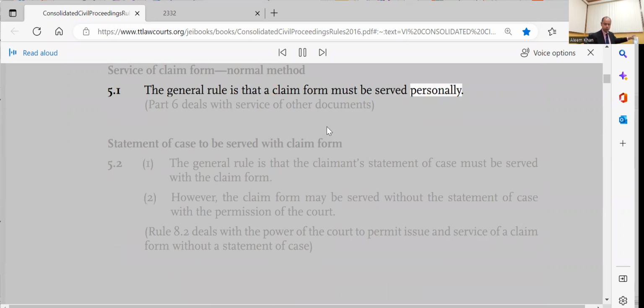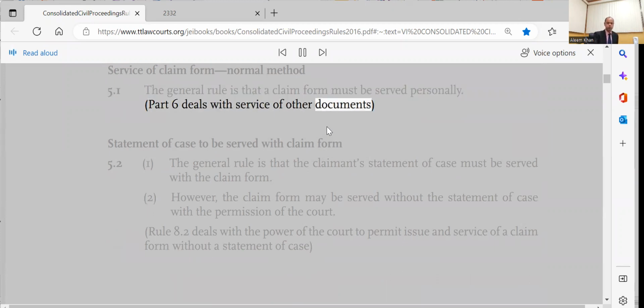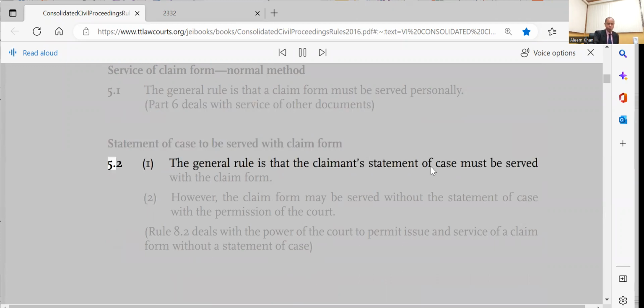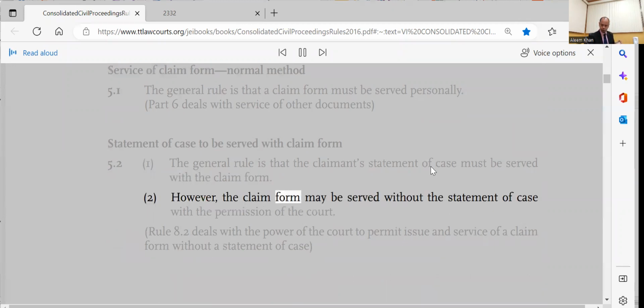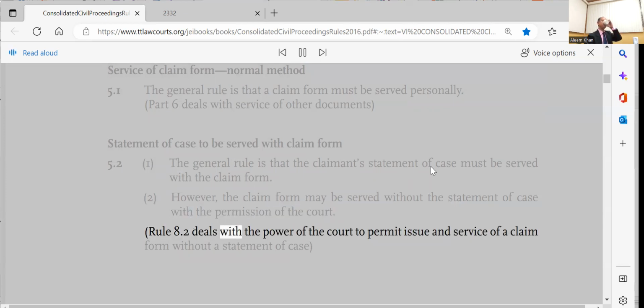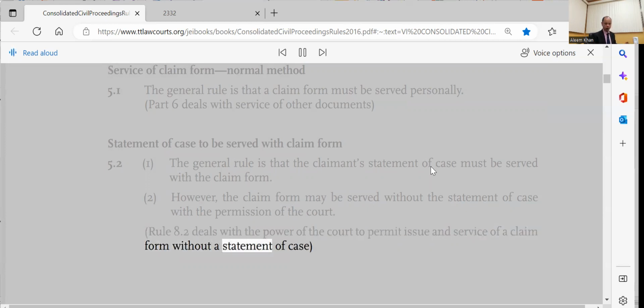Normal Method 5.1. The general rule is that a claim form must be served personally. Part 6 deals with service of other documents. Statement of Case to be served with Claim Form 5.2. 1. The general rule is that the claimant's statement of case must be served with the claim form. 2. However, the claim form may be served without the statement of case with the permission of the court. Rule 8.2 deals with the power of the court to permit issue and service of a claim form without a statement of case.